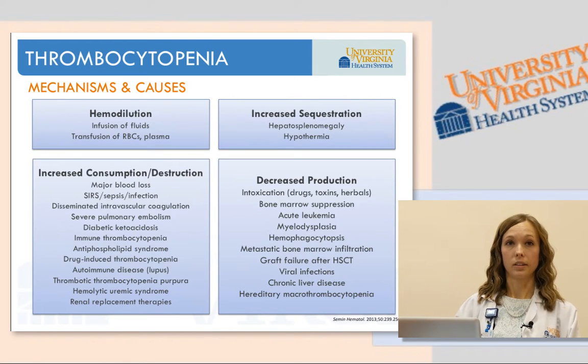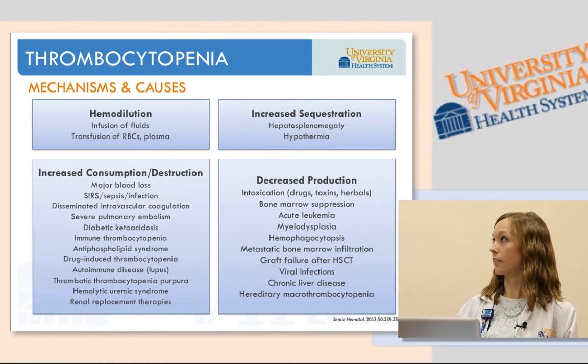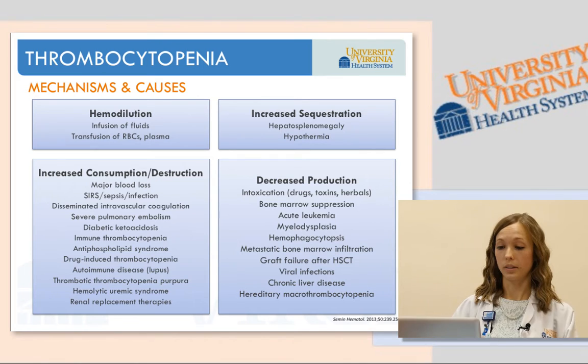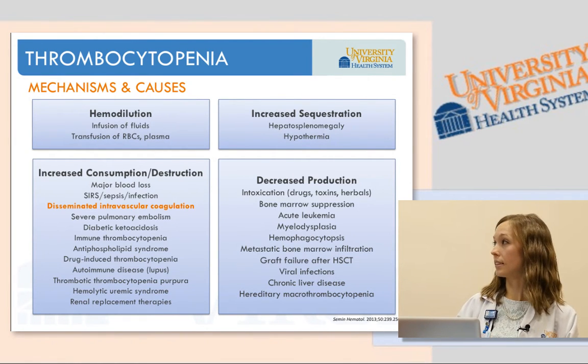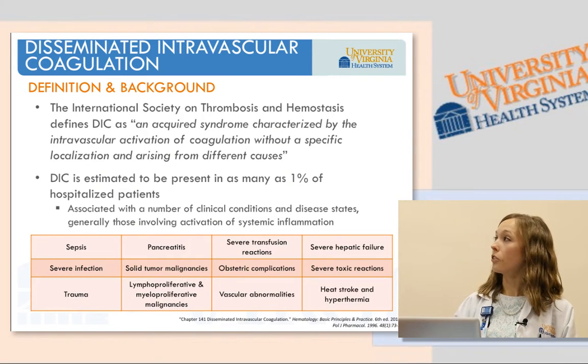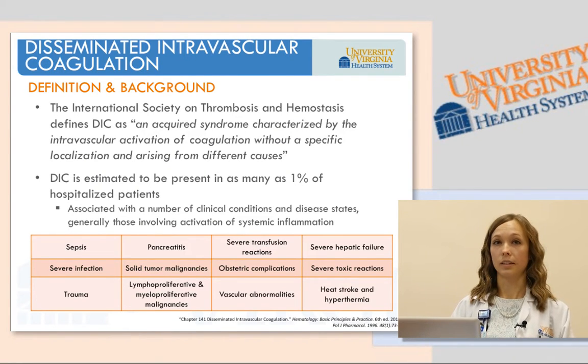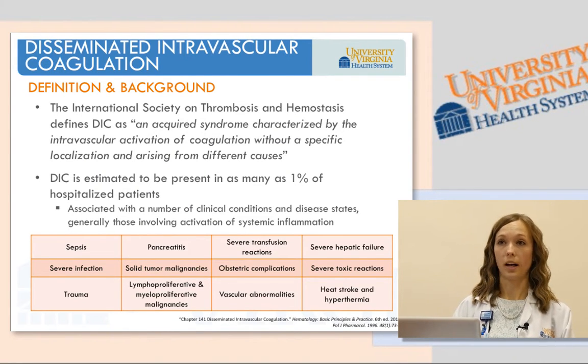So now switching gears a little bit, the other type of non-drug thrombocytopenia that I wanted to just touch on quickly was disseminated intravascular coagulation, DIC. Now, personally, DIC is a term that I've heard thrown around a whole lot, but I never really had a good understanding of exactly what DIC actually was.